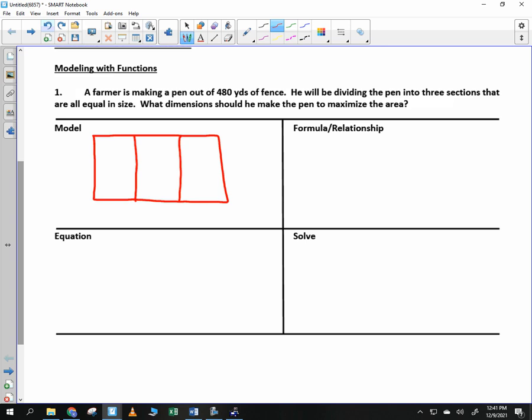Okay, so I need to understand what's driving this problem. What is the goal? Maximize the area. This is what's driving the problem. You must decide what is driving the problem. So I need a formula for area. Base times height, excellent. I'm going to call it length times width.